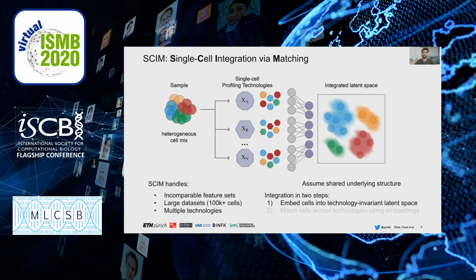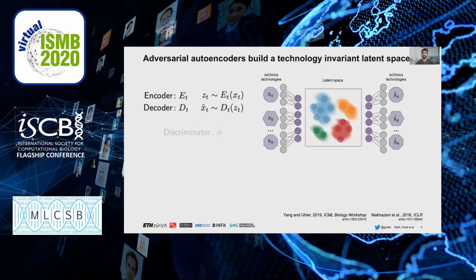In a first step, the shared underlying structure is reconstructed and aligned within a low-dimensional latent space. This latent space is invariant to the technology. This means that similar cells profiled by different technologies are placed in close proximity, while the distribution in this space reflects the underlying structure of the sample. To construct this space, we use a variational autoencoder framework with an adversarial component in the loss function to encourage the alignment of each technology's distribution.